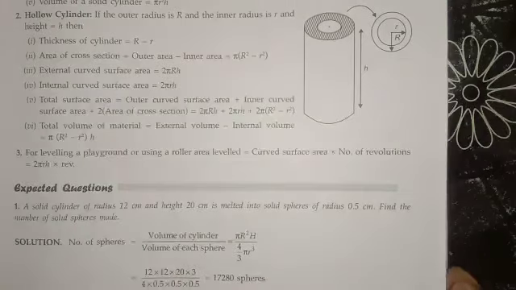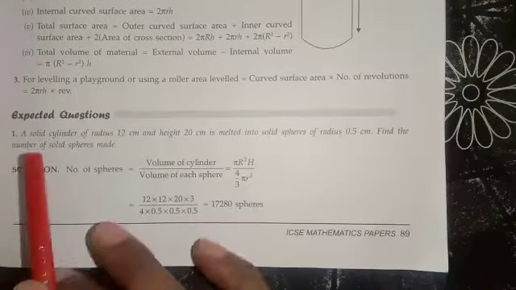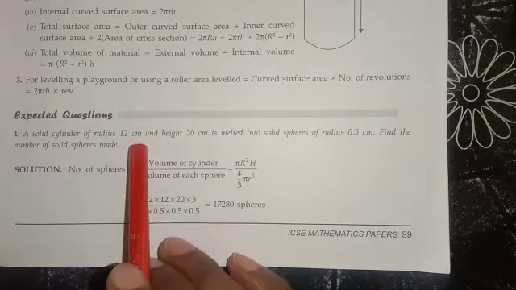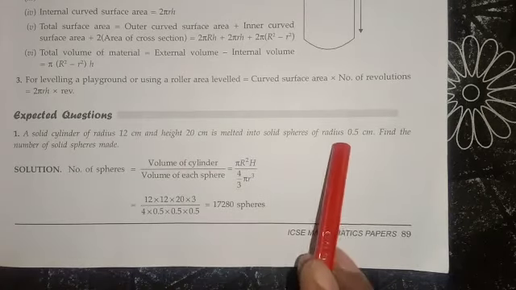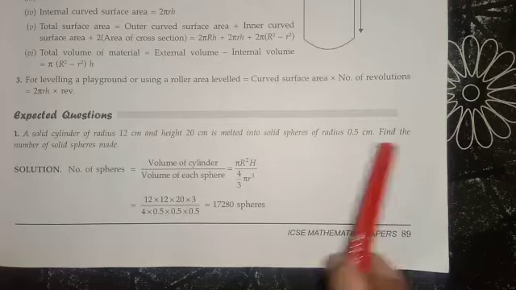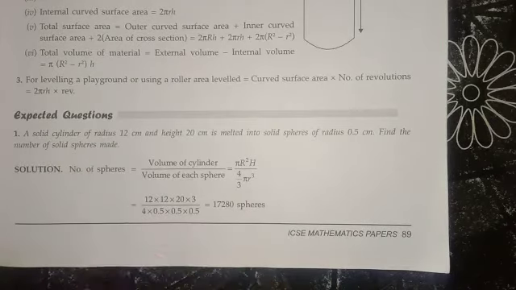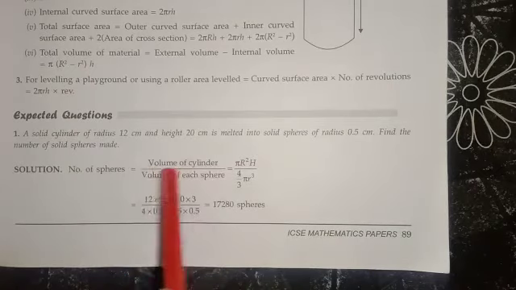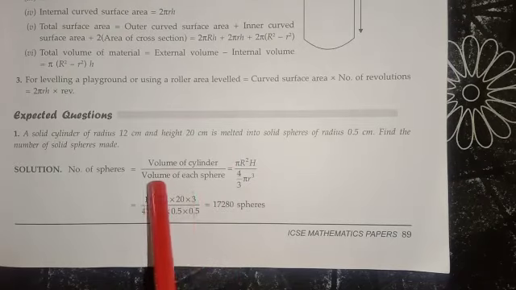Let us take one question, an important question for your coming exam. Let me discuss. A solid cylinder of radius 12 cm and height 20 cm is melted into solid spheres of radius 0.5 cm. Find the number of solid spheres that will be formed. The number of spheres is equal to volume of cylinder, because you are melting a solid cylinder and you have to form spheres, divided by volume of each sphere.